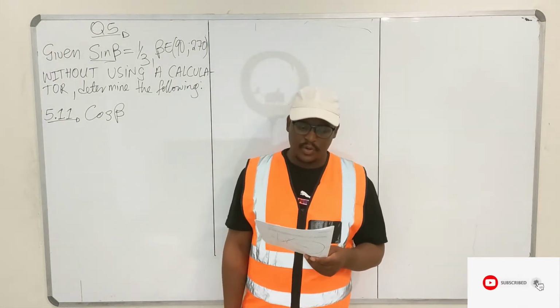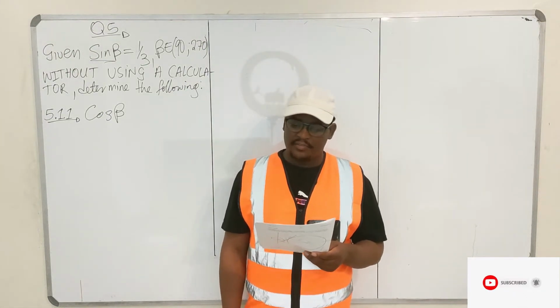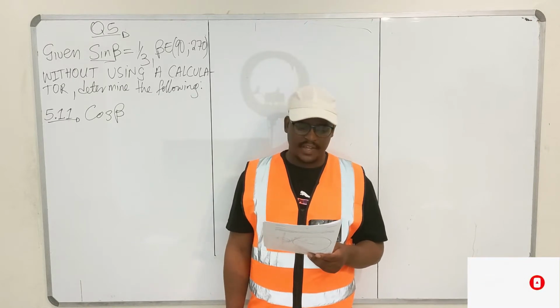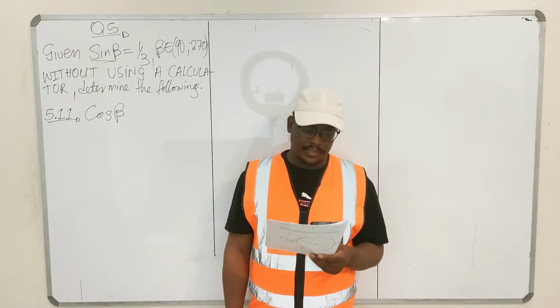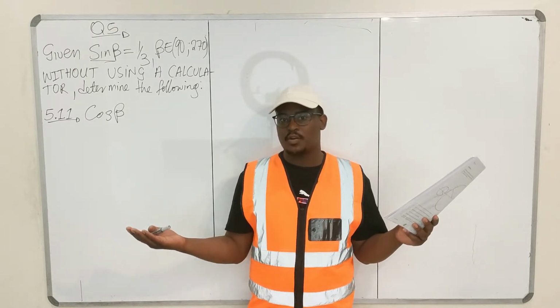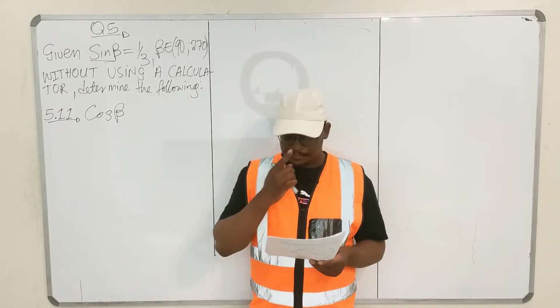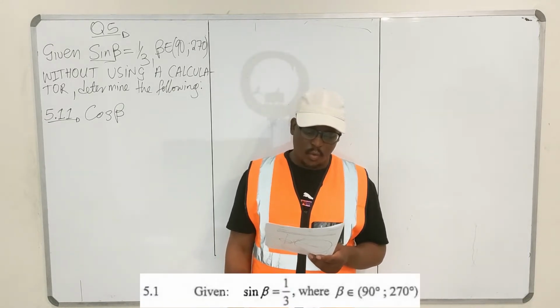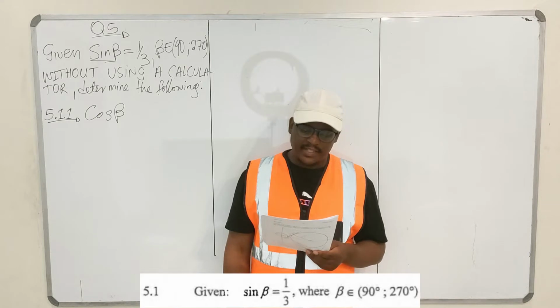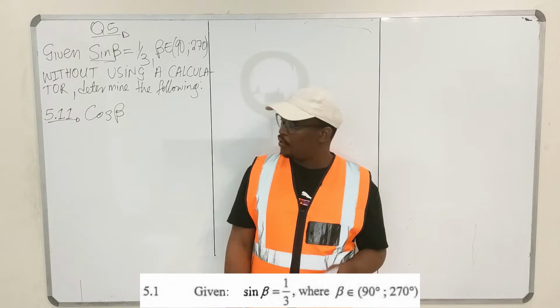So in this video I'll be doing question 5 of November 2023, Mathematics Paper 1. And these are trigonometry principles, so like basic trigonometry. So let's go. 5.1. Given that sine beta is equal to 1 over 3, where beta is between 90 and 270 degrees. Without using a calculator, determine each of the following.